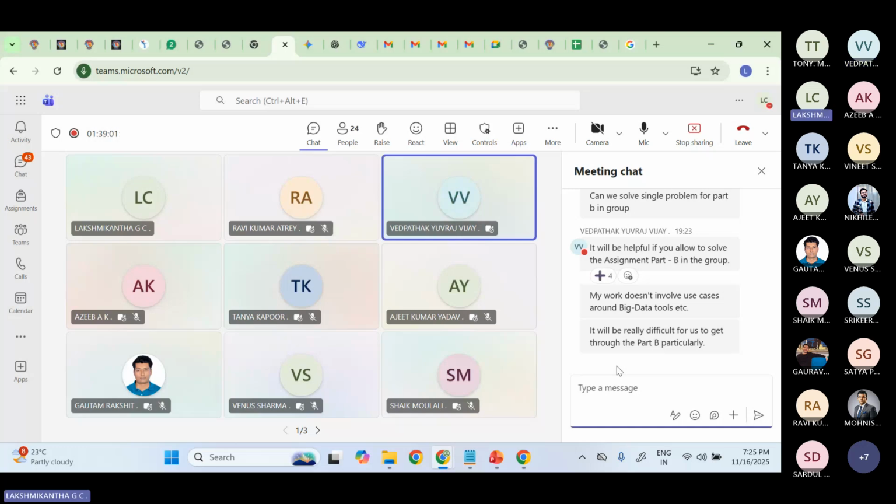Yuvraj, can't you take one problem statement which is solvable in BDS? Can't you find a single problem in your company that uses a big data system?